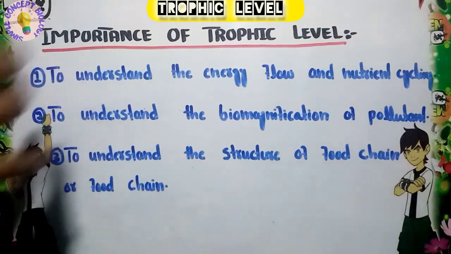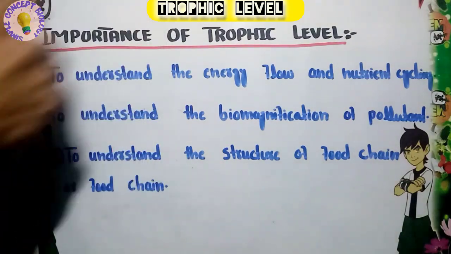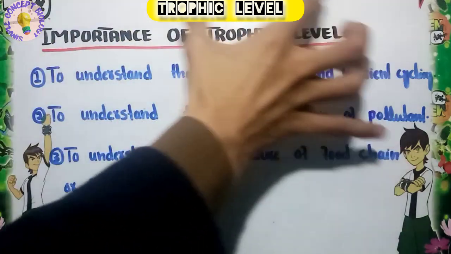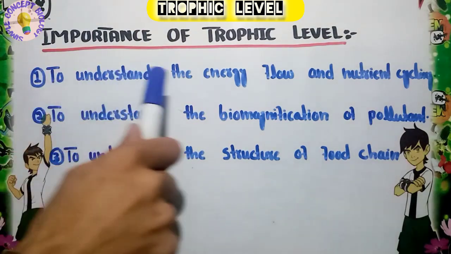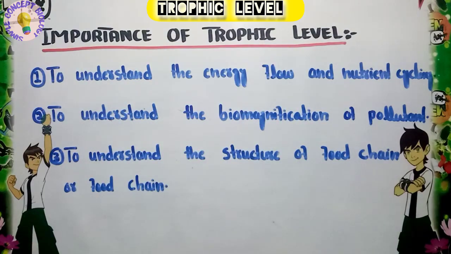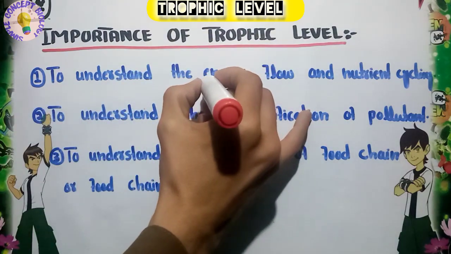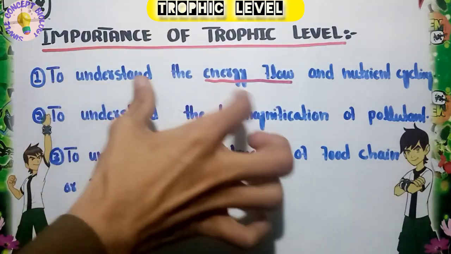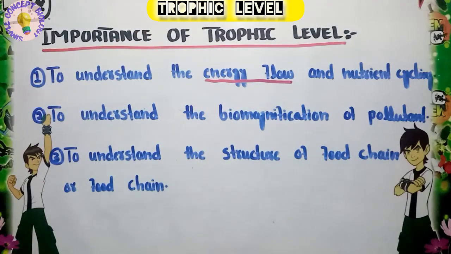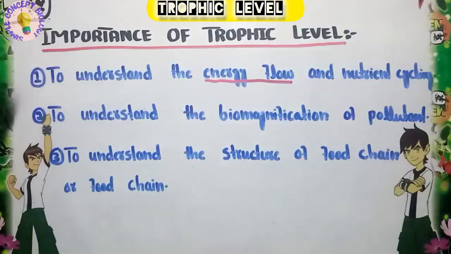Now what is the importance of the trophic level? Importance is actually the benefit or value of a concept or theory. So what benefit is given by the concept of the trophic level? Here are the important values of this concept. The first one is to understand energy flow and nutrient cycling in an ecosystem. As we know, trophic levels play an important role in energy flow and nutrient cycling. The trophic level gives information on how energy is transferred from one organism to another, or from one trophic level to another, as well as how nutrient cycling occurs in an ecosystem.